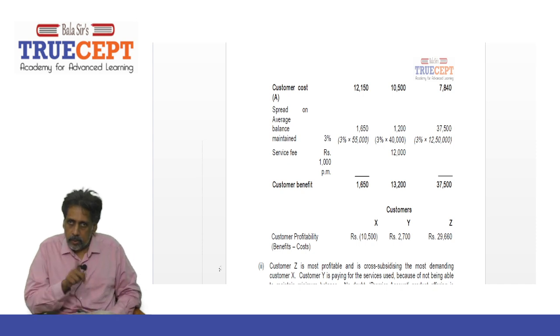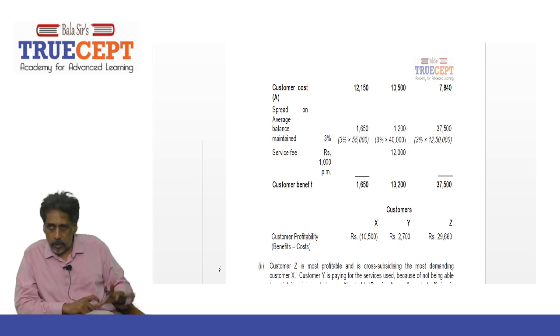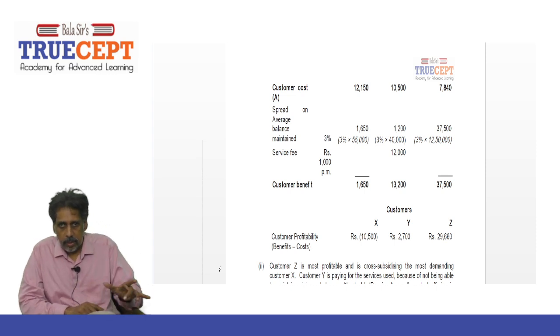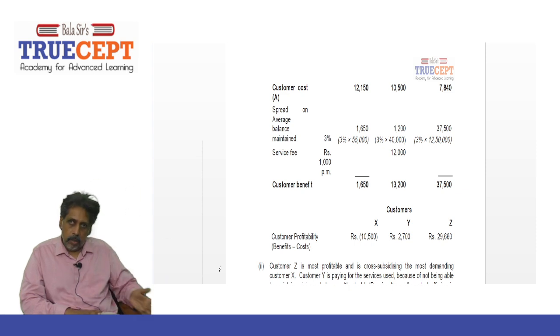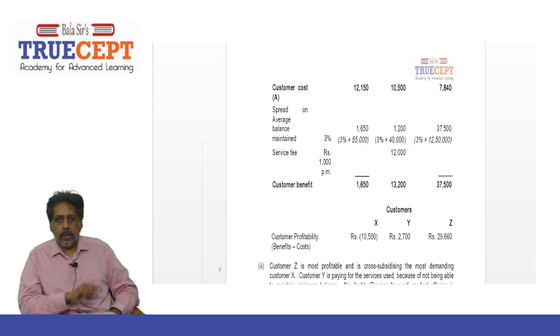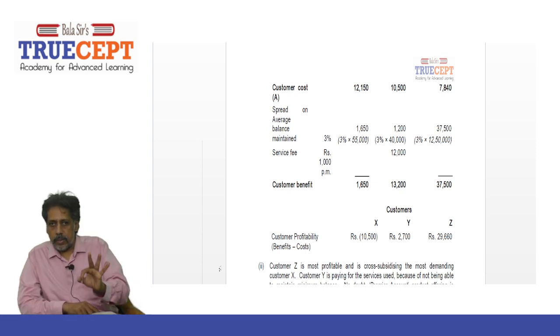Now, X, Y, Z are depositors. To them, you have to pay 7% interest. But these amounts are lent to home loan borrowers, from whom you collect 10%. 3% is your benefit for the bank.